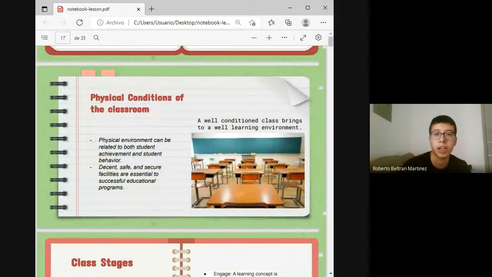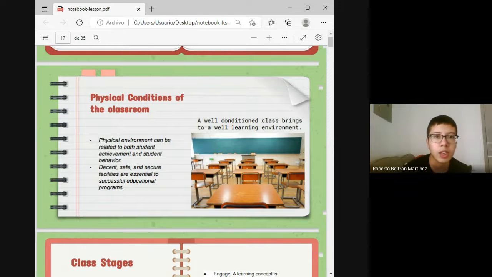So now we have here another part of the lesson plan. There's also some relevance related to how well conditioned the physical classroom is. Talking about this, there are two points that I want to mention. The first one is the physical environment, which can be related to both student achievement and student behavior.